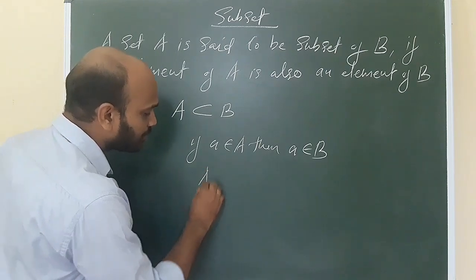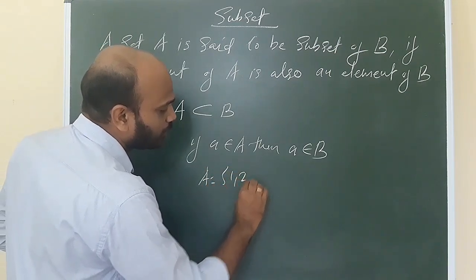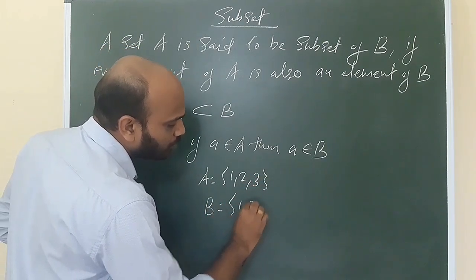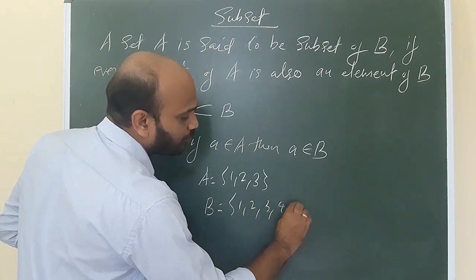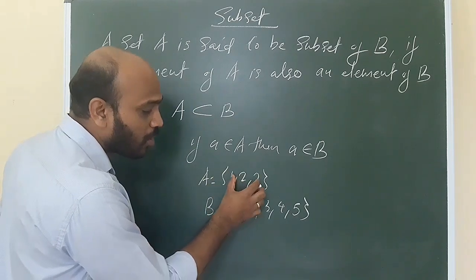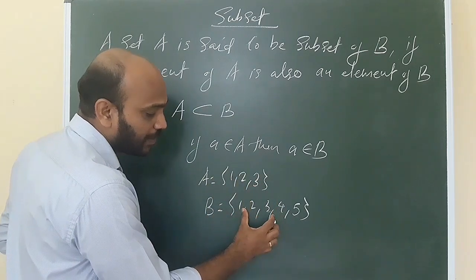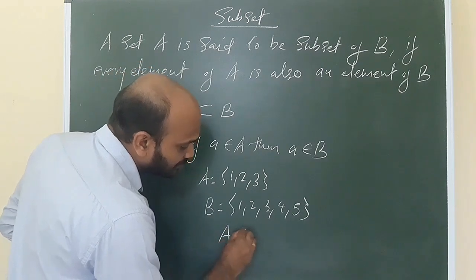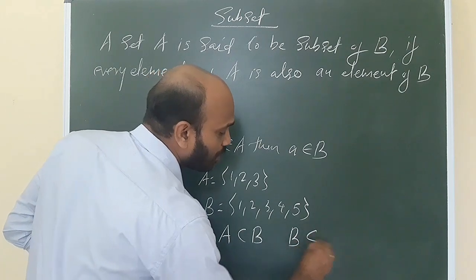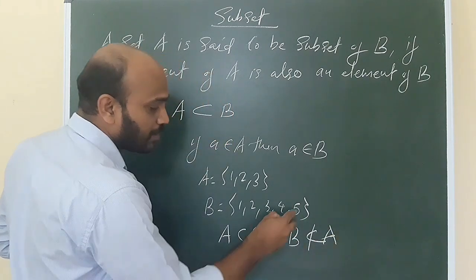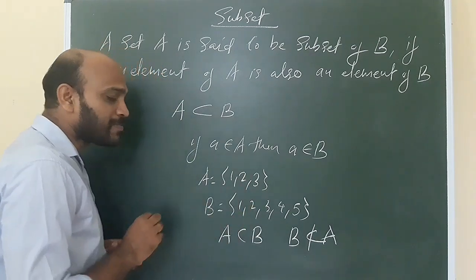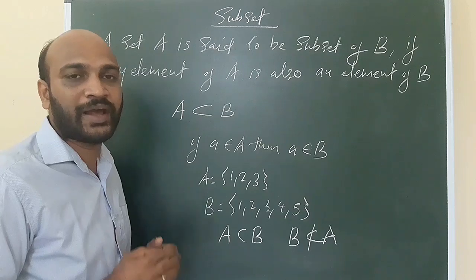For example, suppose A equals the set {1, 2, 3}, which contains 3 elements, and B equals {1, 2, 3, 4, 5}. Okay, then we can say that A is a subset of B because all elements of A are in B. Therefore, A is a subset of B. What about B and A? B is not a subset of A because 5 belongs to B, but 5 does not belong to A. So A is a subset of B if all elements of A are in B.